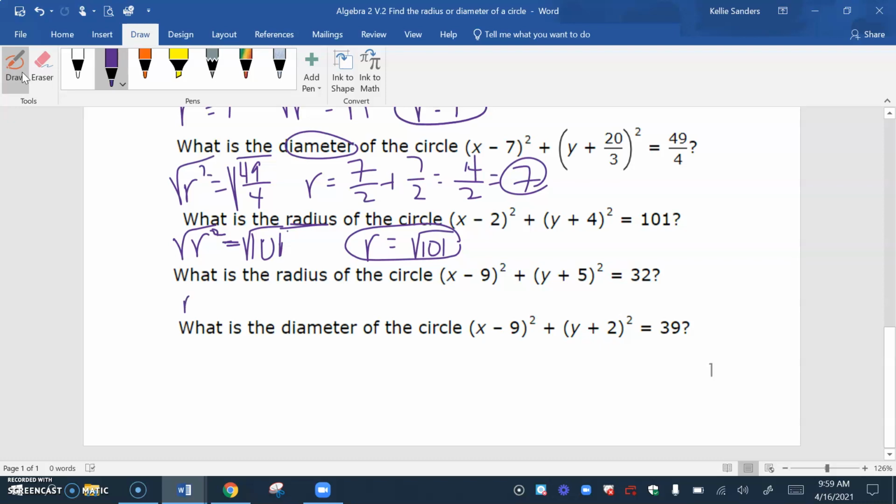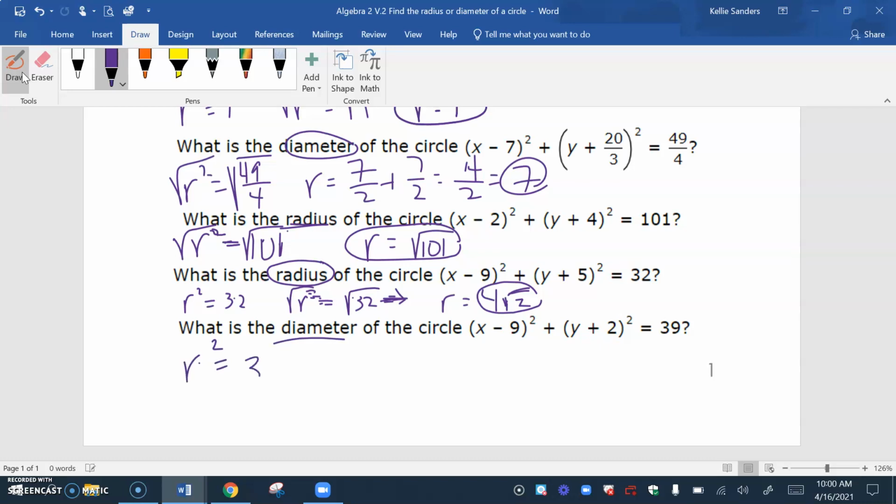And then we have r squared equals 32. So the square root of r squared equals the square root of 32. So r equals, just a second, I'm doing it in my head, 16, 4 square root of 2. If you put the square root of 32 in your calculator, you would get 4 square root of 2. We're looking for radius. We found the radius. So the radius is 4 square root of 2. And now we're looking for diameter, but we have to find the radius first.